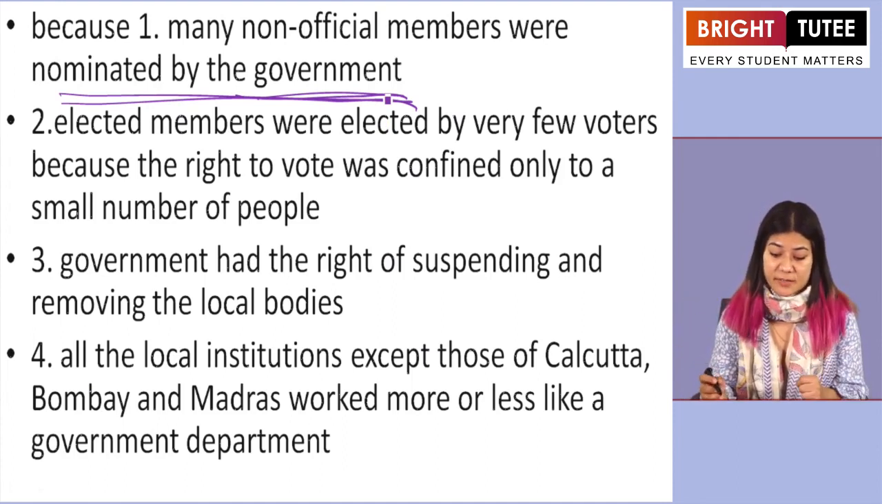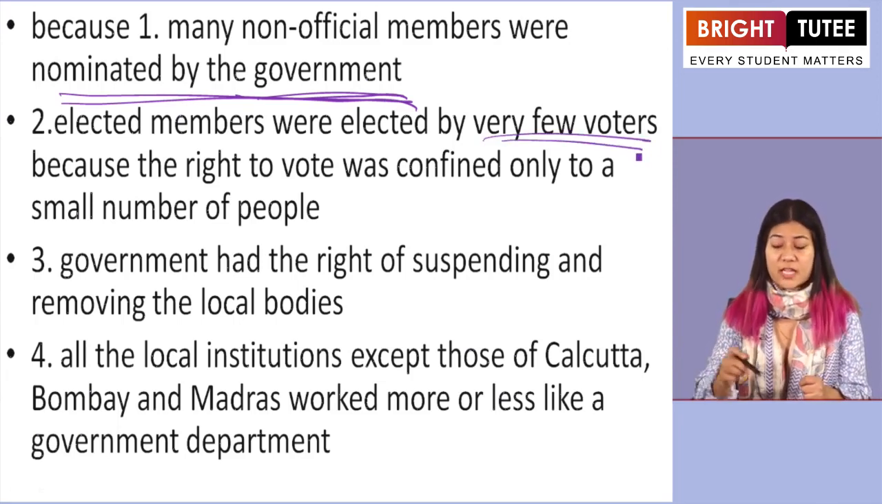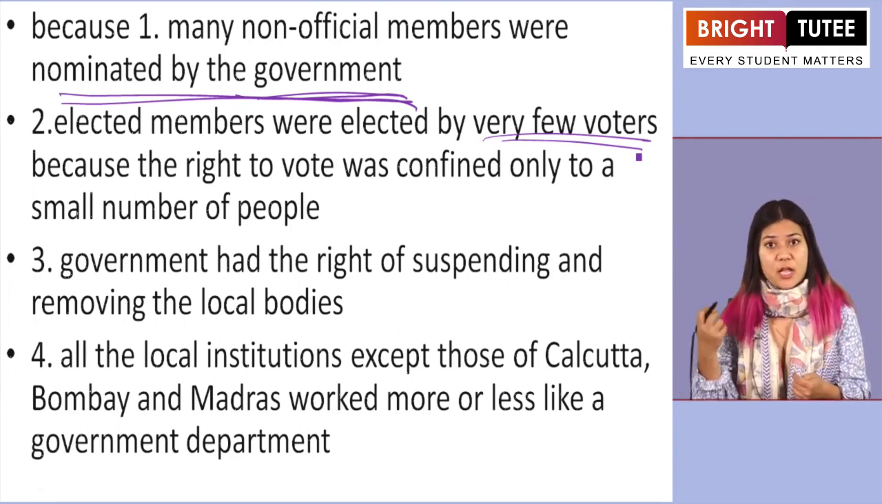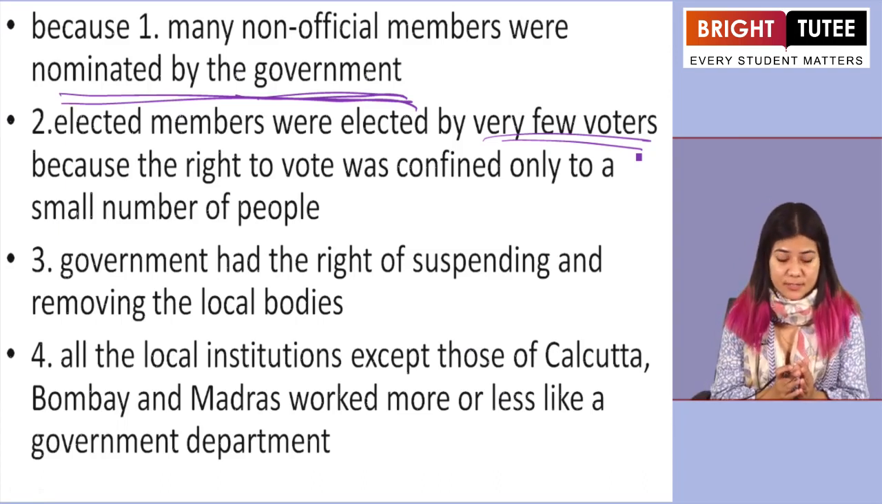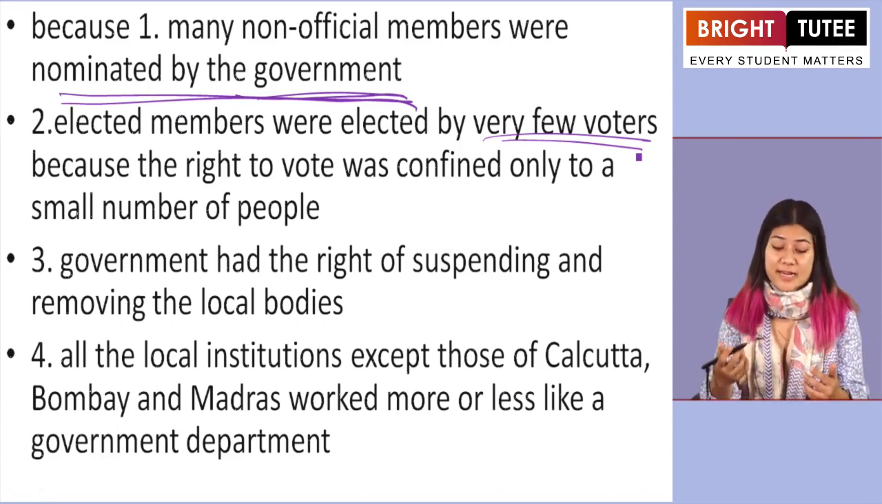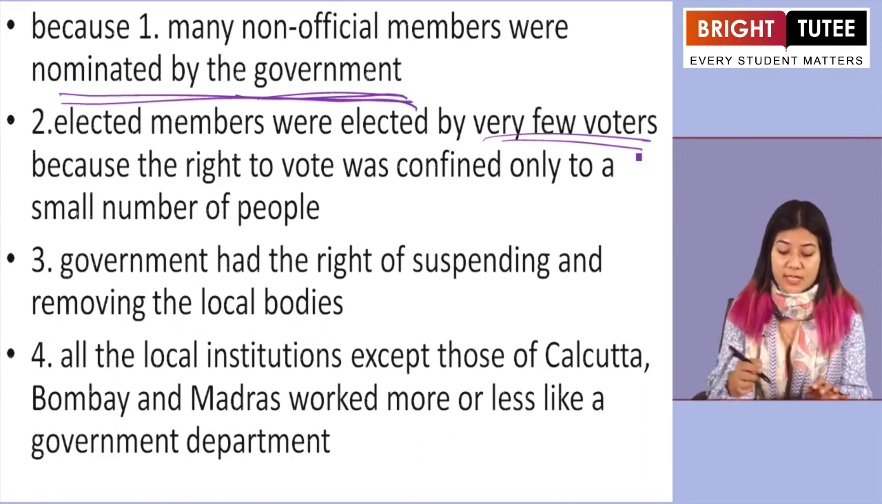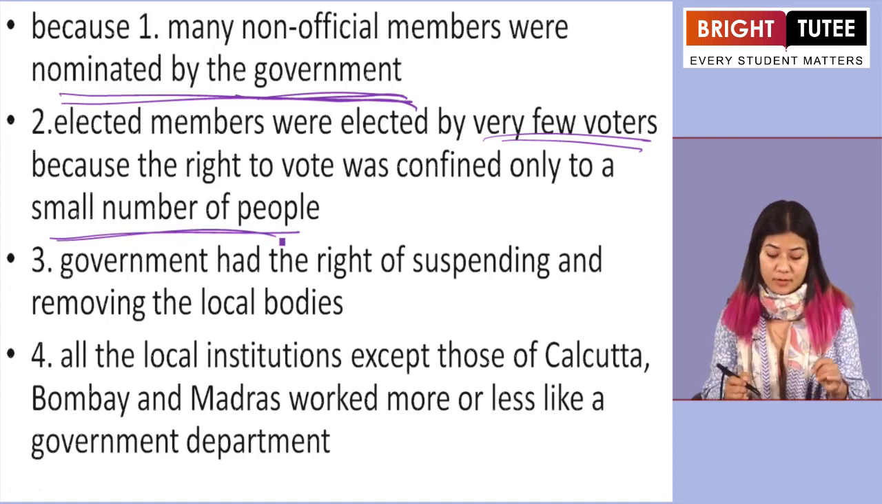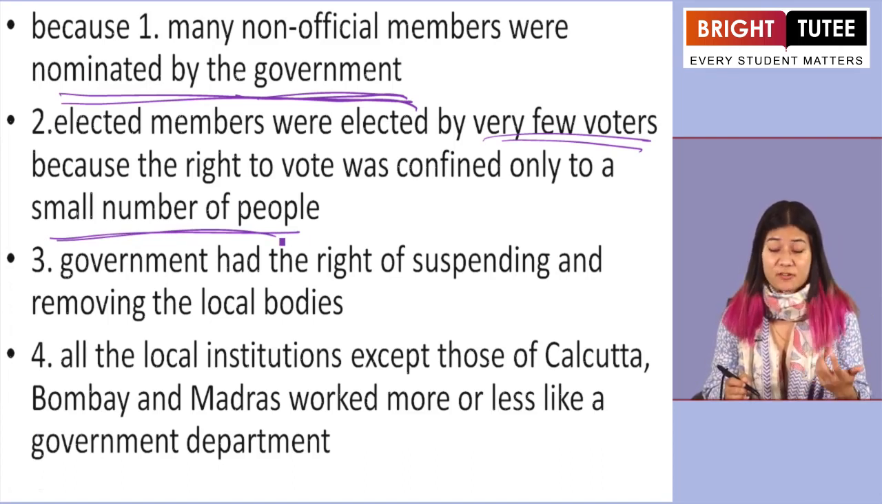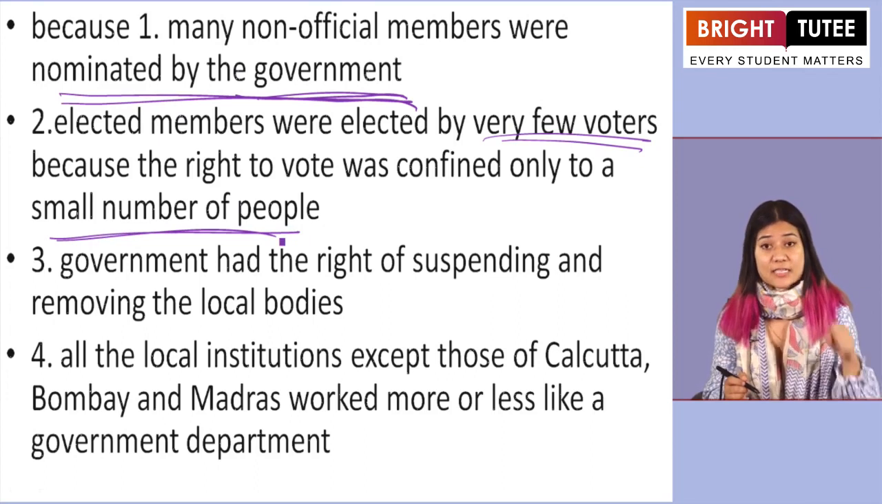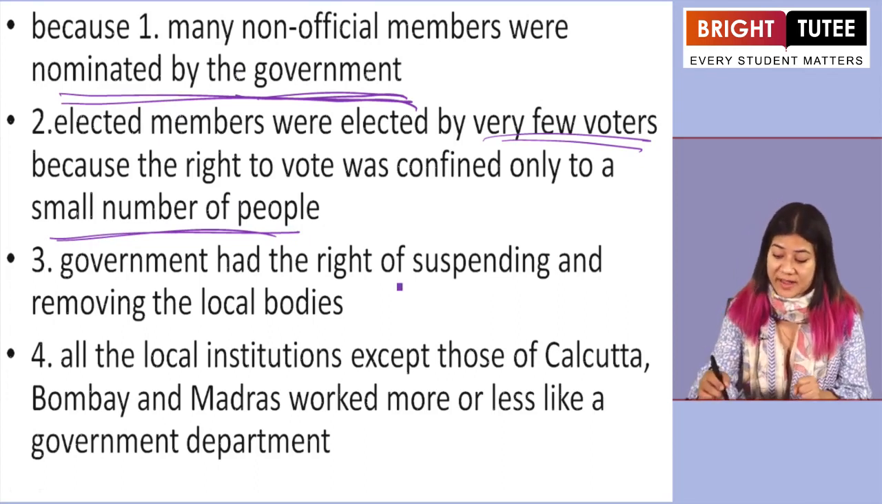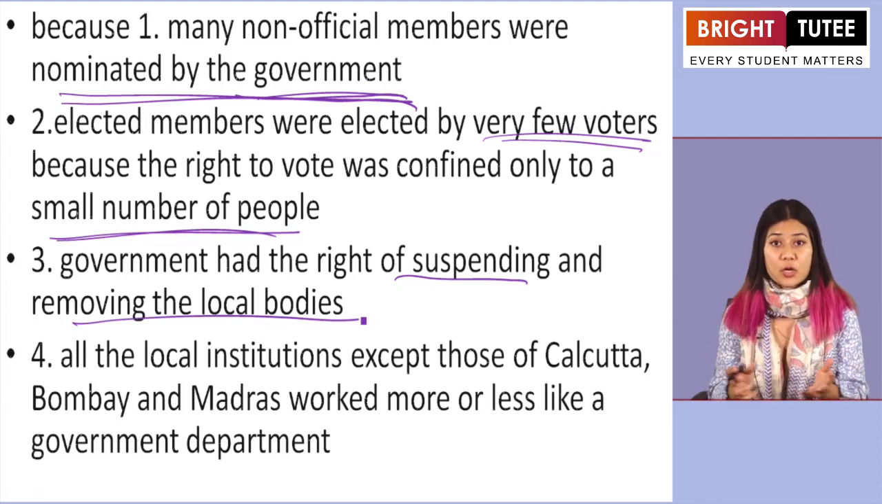The second reason is that the elected members were elected by very few voters. The number of people electing the non-officials was very small, because not everybody had the right to vote, and the people who could vote were very small in number. The third reason is that the British government had absolute power to suspend anyone from the local bodies, to remove them, to fire them.